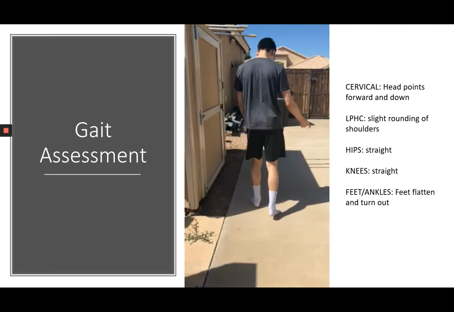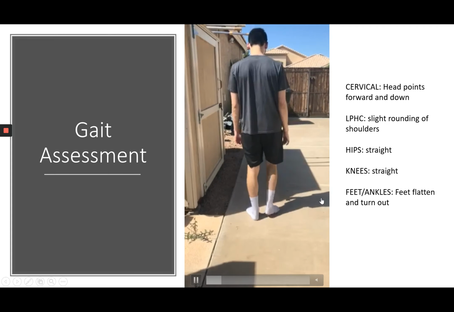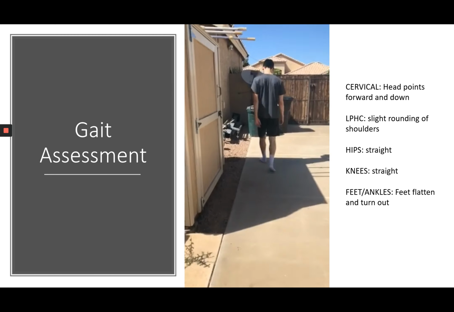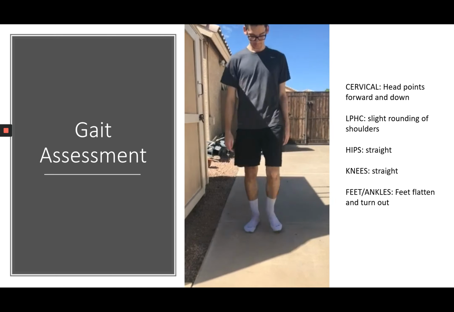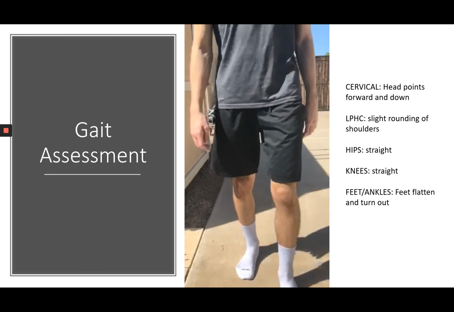So we did a dynamic posture assessment and we did the gait assessment. This is usually done on a treadmill, but we didn't have one, so I instructed the client to walk in a straight line on a flat surface. So we can see the head's pointed down and pointed forward, and there's a slight rounding of the shoulders, which is him probably making sure he's walking okay. I should have instructed him not to do that. The hips look straight, the knees look straight, but the feet and ankles, we can see that hyperpronation and the turning out of the feet.